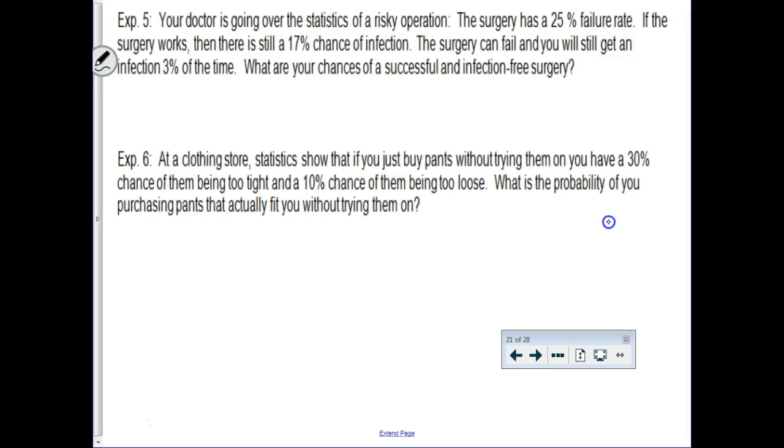Okay, let's talk about some risky operations. So fun. The surgery has a 25% failure rate. Rough go. Now, if the surgery works, you still have a 17% chance of infection. But, even worse, watch this. The surgery can fail, and then you'll still get an infection 3% of the time. Oh man, that's terrible. What are the chances of a successful and infection-free surgery?